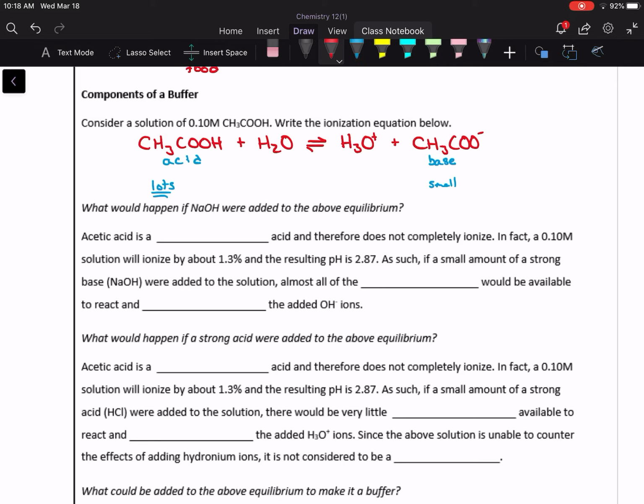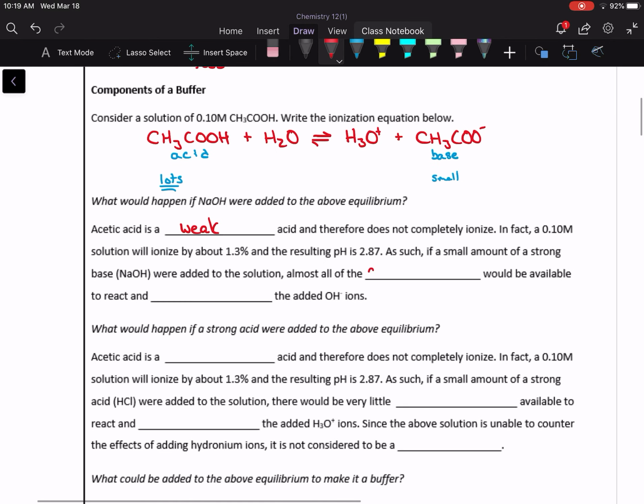So acetic acid is a weak acid and therefore does not completely ionize. In fact, a 0.1 molar solution ionizes about 1.3% and would result in a pH of about 2.87. As such, if a small amount of a strong base were added to the solution, almost all of the acetic acid molecules would be available to react and neutralize the added hydroxide ions from the strong base.